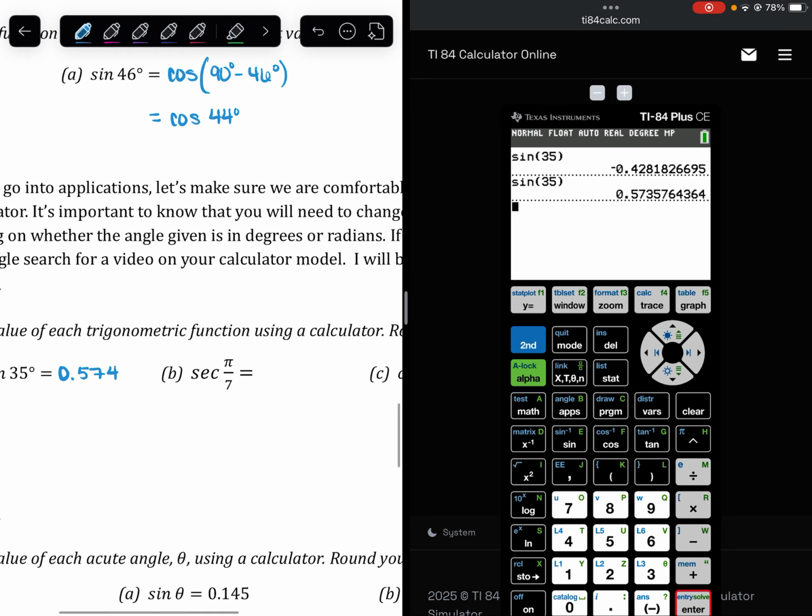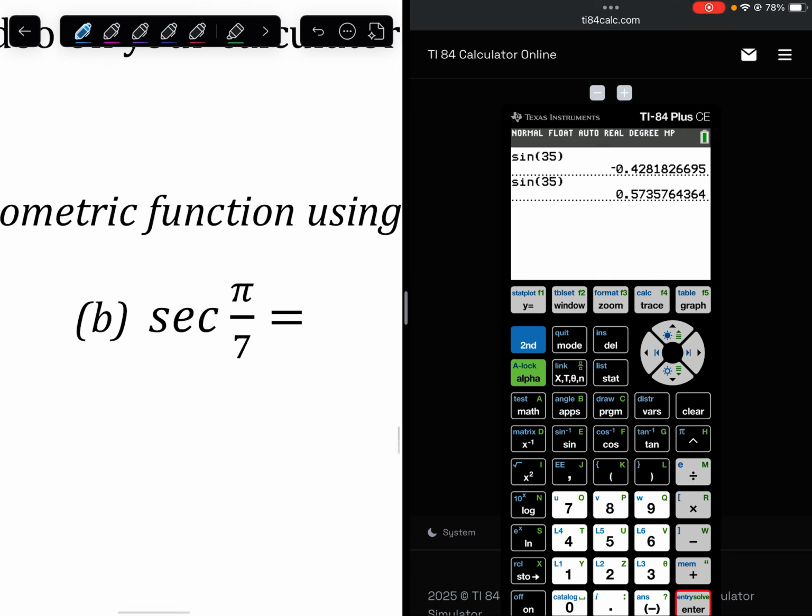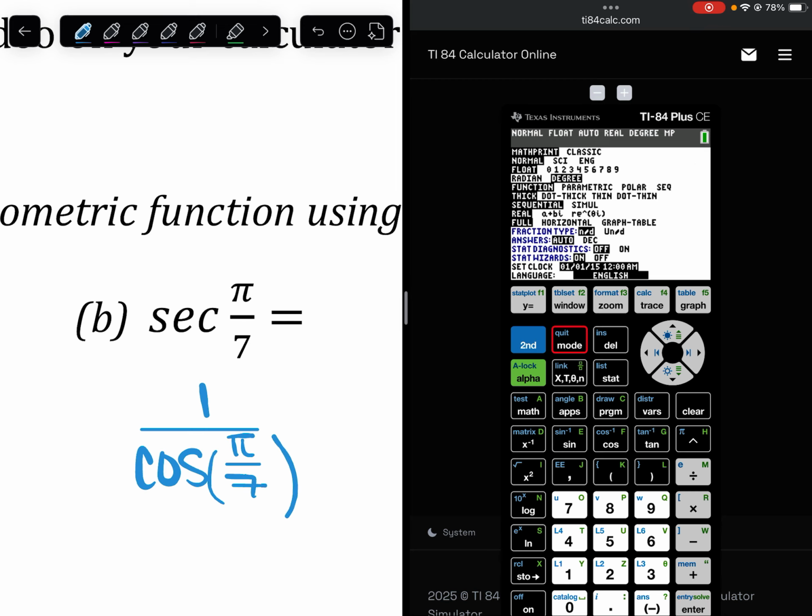Secant pi sevenths, notice you do not see a secant button on the calculator. I see a sine, cosine, and a tangent. Those ones in blue, that sine -1, that is not a reciprocal. That is a whole nother trig function we will learn about later. So instead, what we want to use here is a reciprocal identity. Secant's reciprocal is cosine. So we want to do 1 over cosine of pi sevenths. So I've got to switch modes because I'm in radians now. So I'm going to go back to radians.